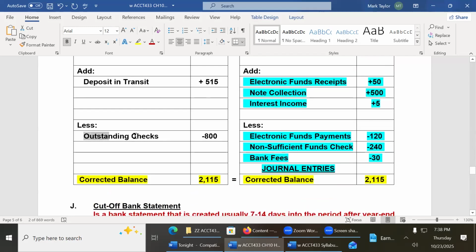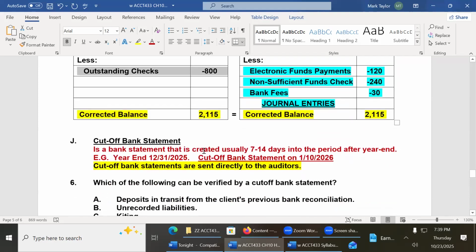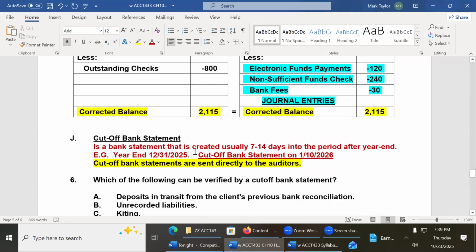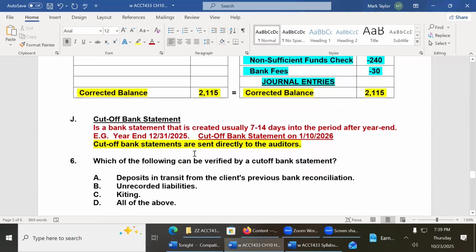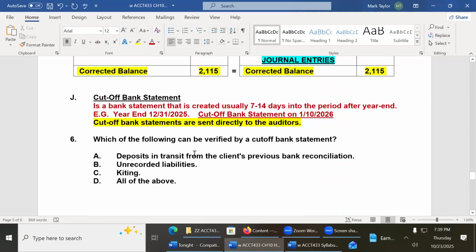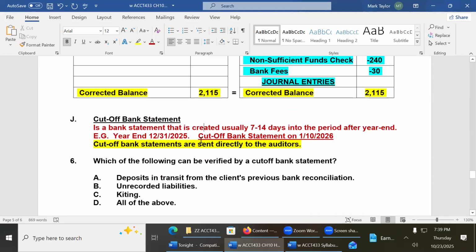The same thing with these outstanding checks. If there's outstanding checks, these are checks that haven't cleared the bank. 10 days into the period, they probably should be there, or most of them anyways. So that's the whole idea behind the cutoff bank statement. It can do a lot of things to verify the bank reconciliation.